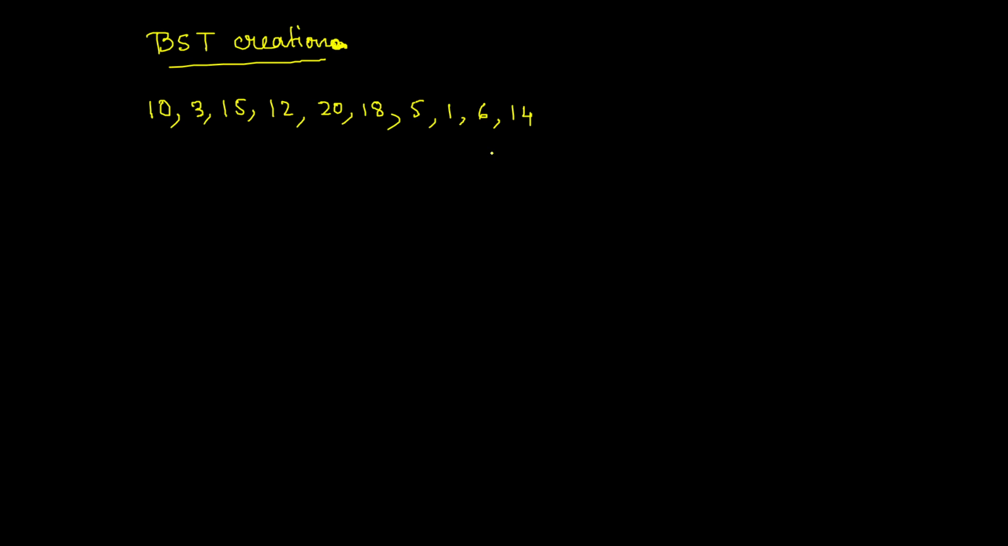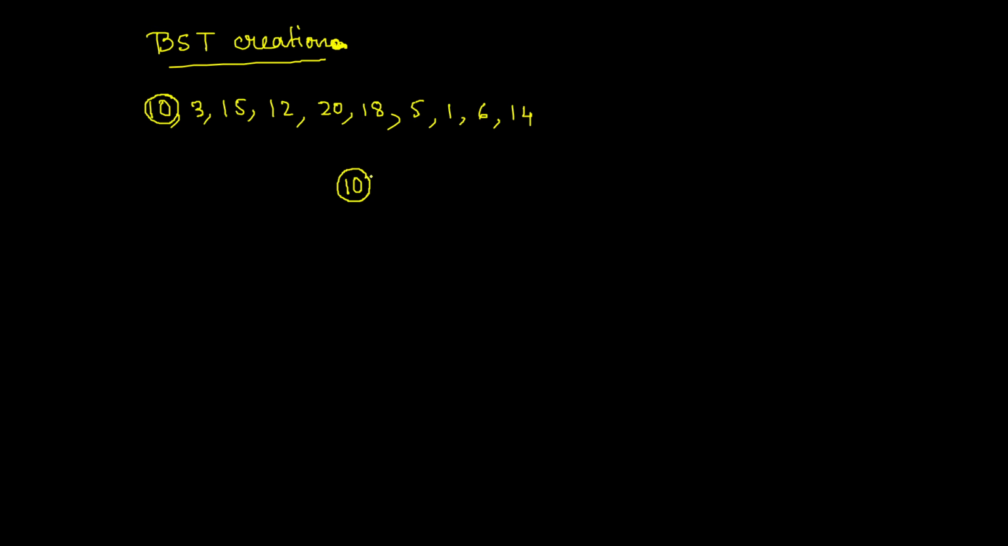So the left child should be lesser than the parent, and the parent should be lesser than the right child. That relationship has to be maintained. So how can we do that? You see, we always remember, when we create a binary search tree from a set of numbers, the first number is always considered as the root. So we will start with 10 as the root of the binary search tree.